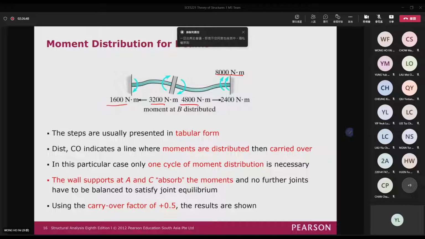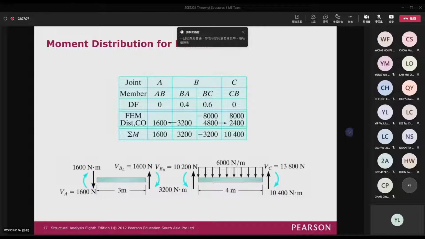And then for here, you just add them together. On the right-hand side, you have 8,000 and 2,400, so you just add them together. And then right here, originally there is no moment, so it is equal to 1,600. And then here, we will write it in this kind of format. First of all, you have the joints here: joint A, joint B, and then joint C. And then for joint A, you have AB here for the member AB. And then for joint B, I just write down the joint again.